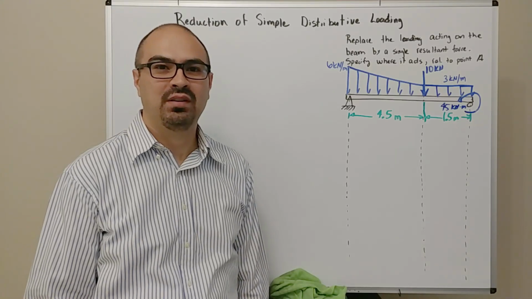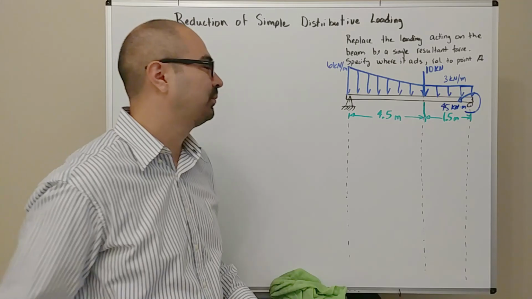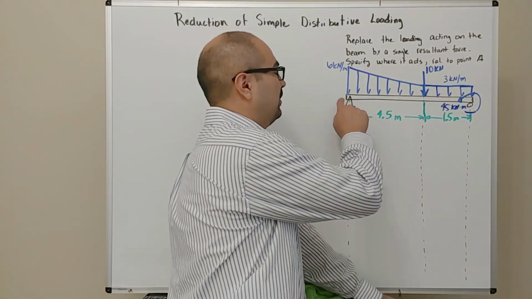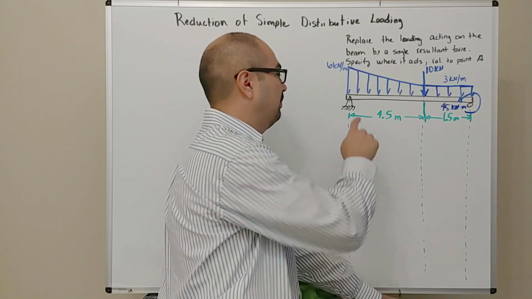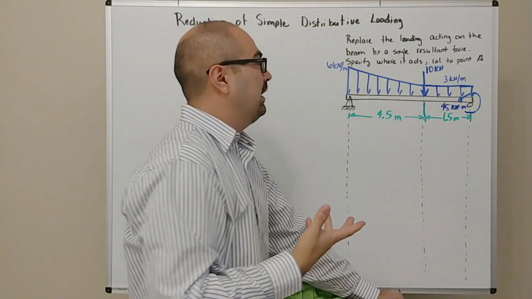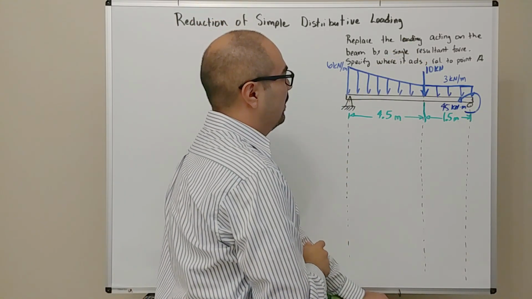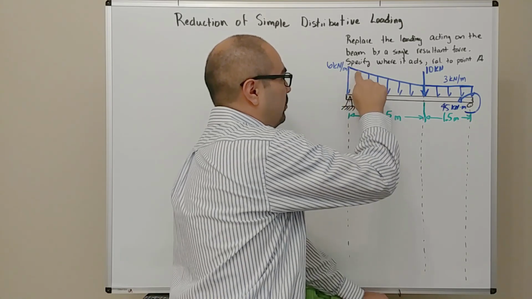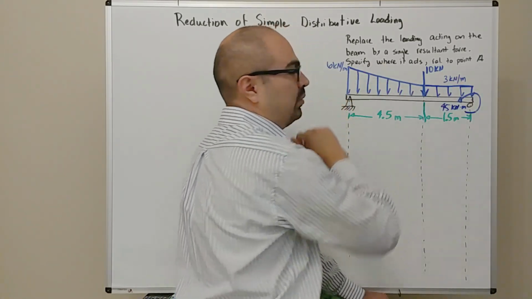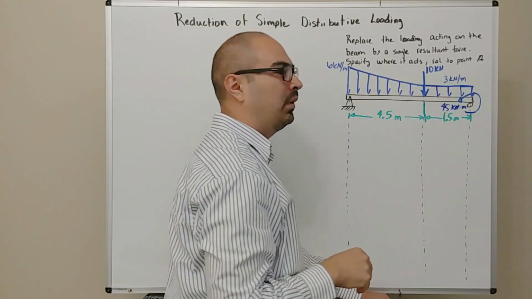Howdy. In this example, we're going to practice how to reduce a simple distributed loading. Take a look at this problem. What we have over here is a simply supported beam, here in black, and there's some loading acting on it. Hopefully by now you can recognize all these downward arrows as a distributed loading, right? So we have some distributed loading acting on that beam.